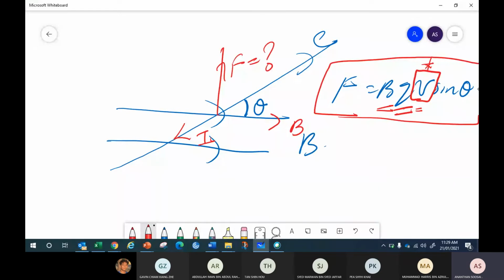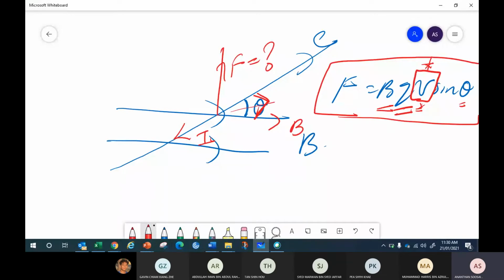Very important. This is one big difference between force due to magnetic field and electric field. Force due to electric field is independent of the speed of the charge. Force due to magnetic field is dependent on the speed of the charge. The charge moves faster, the magnetic force is greater. And the fourth one is theta. You want to get the greatest force, make sure the charge crosses the magnetic field at 90 degrees, perpendicular. Then the force is maximum.